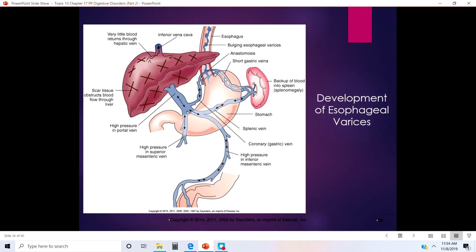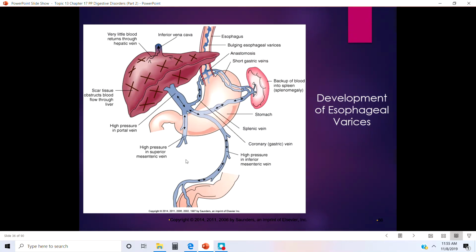It backs up into the stomach veins, and even the blood backs up into the esophagus, and that's what causes the hemorrhoid-like veins in the esophagus. All of this extra pressure inside these veins also causes fluid to go into the peritoneal cavity, and that's what would cause fluid to accumulate in this area here in the peritoneal cavity. So this condition right here, where there's increased pressure inside the hepatic portal vein, is what we call portal hypertension.